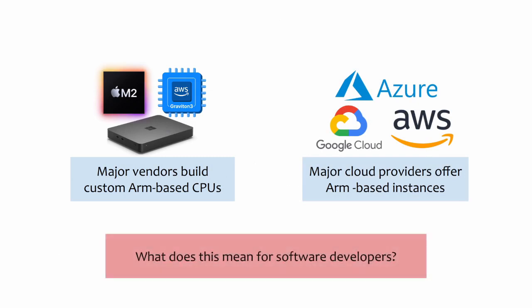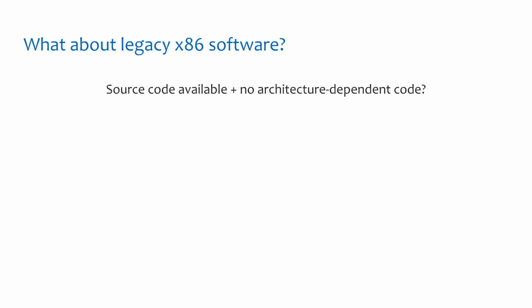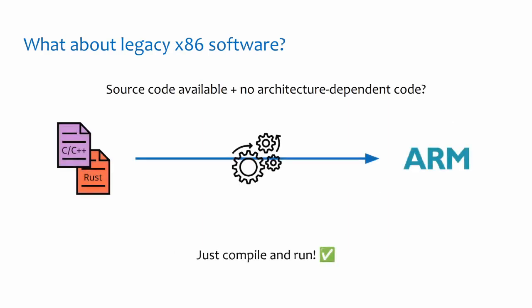But what does this mean for software developers that want to use these? Let's say you have an x86 application that runs in the cloud. If you have the source code and there is no handwritten x86 specific code, then you can probably just compile it for the ARM target and run your application without any issue. However, in practice, that's not always the case. So if you don't have the source code, you need to run your x86 binaries directly on ARM.